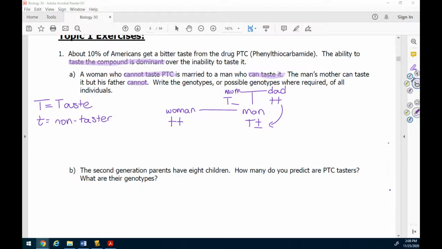Okay, and it says write the genotypes or possible genotypes where required of all individuals. Well, we're done this question. We can't fill in the other allele on his mom, this allele here, because we don't know. There's not enough information given. So we are done part A.